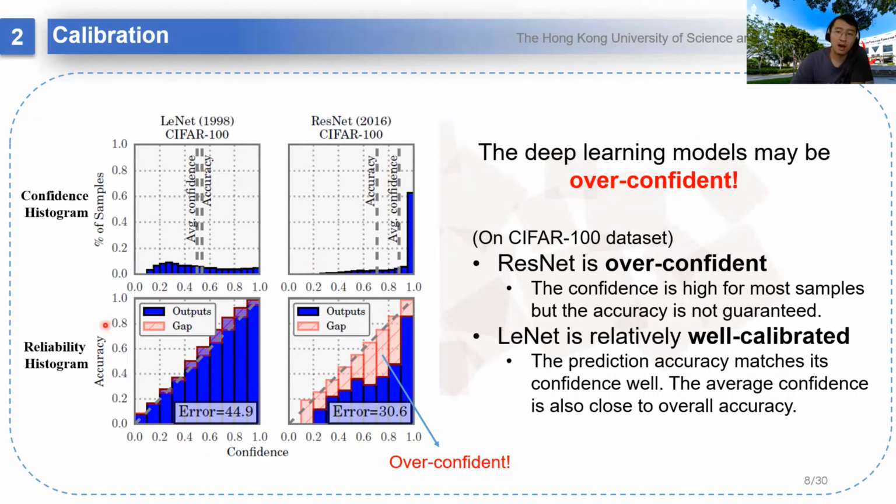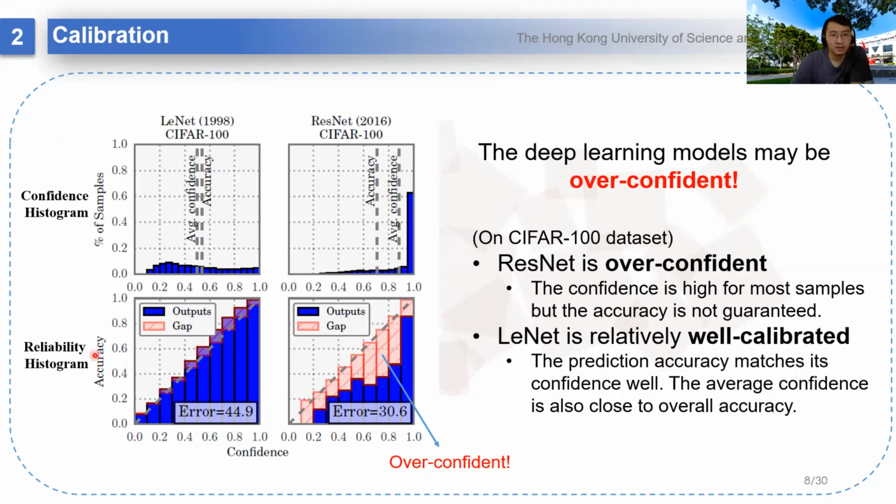To show how reliable the confidence values are, we can use 2 diagrams. The first diagram is a confidence histogram. The x-axis is the confidence level, and the y-axis is the number of samples. As you can see here, the average confidence is much higher than the accuracy, and the model shows very high confidence on many samples while they are not accurate.